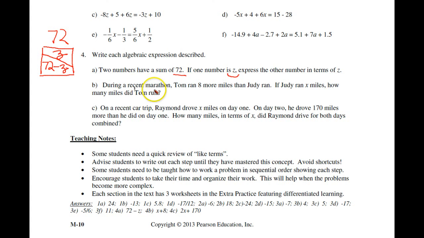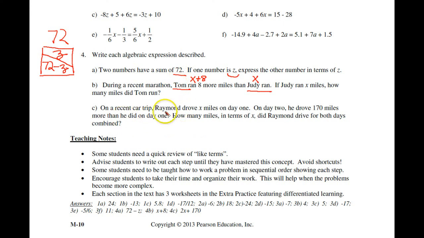During a recent marathon, Tom ran 8 miles more than Judy. If Judy ran x miles, how many miles did Tom run? Well, he ran what Judy ran plus 8 more. So this is the amount that Tom ran. This is the amount that Judy ran. And again, some of these you need to think about and often reread, try to understand it.